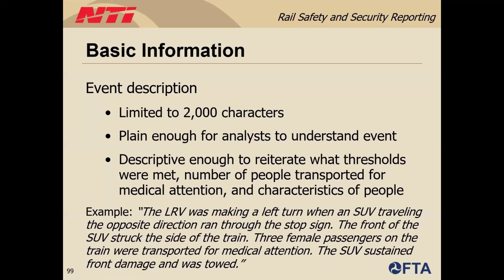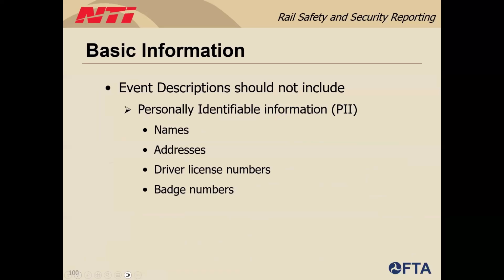And if the description is not clear, or we can't understand what happened, we will return the report for clarity in the description. All right, in your description, one thing you don't want to include is PII. So no personal identification information, addresses, names, badge numbers, operator names, operator driver's licenses, any of that. Do not include those. However, you can include the age and sex of the person.